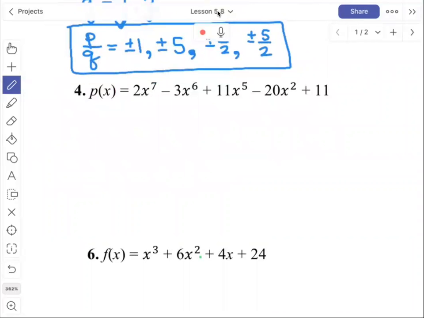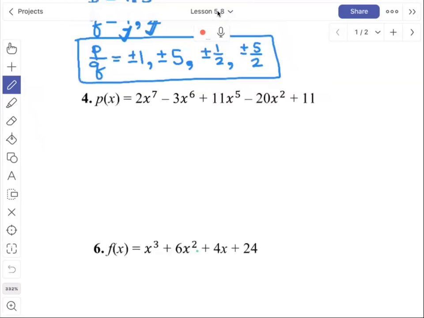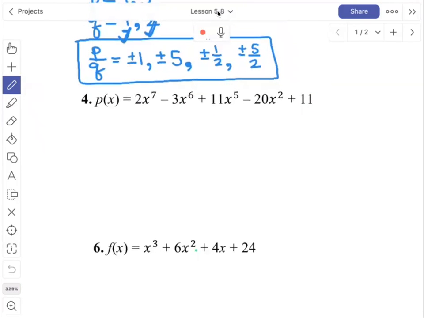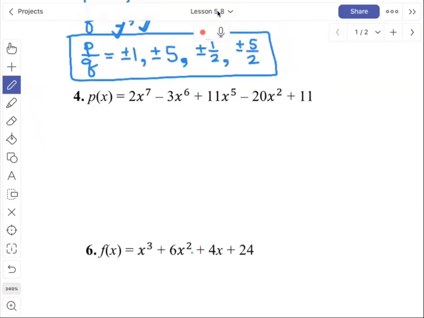Here we go. Number 4, what is your first step? Tell me what to do. Gio, start us off. So first you find the factors of the constant. Good. So that's the P. So you have 1 and 11. Perfect. And then you find the factors of the leading coefficient. Good. That's Q. So you have 1 and 2.